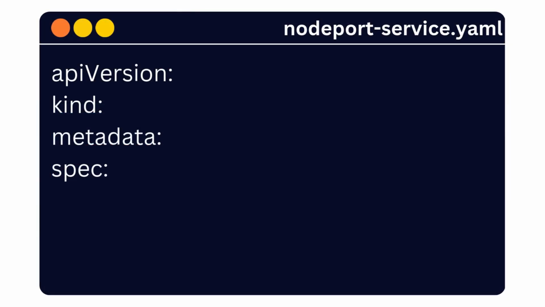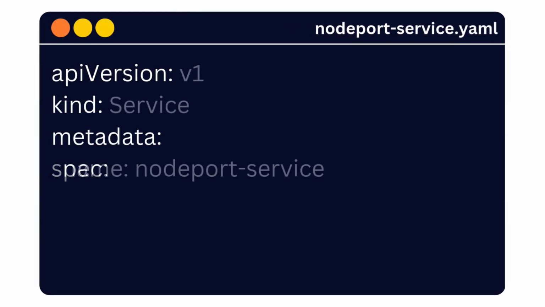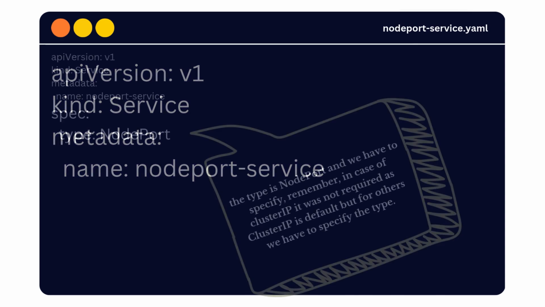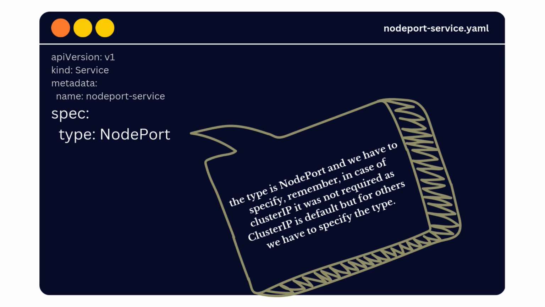Let's look into the YAML file. Like a typical YAML file, it will also have an API version, kind, and the metadata, where we give the name to the service, say NodePort service. Okay, the type is NodePort and we have to specify it. Remember, in the case of ClusterIP, it was not required as ClusterIP is the default. But for other service types, we have to specify the type of the service that we want to create.